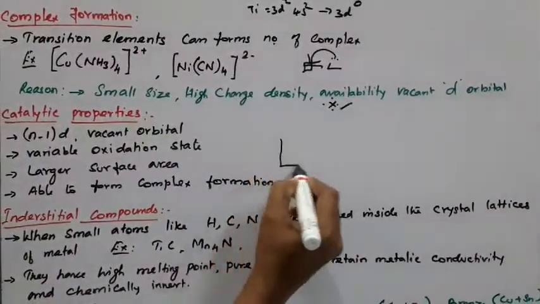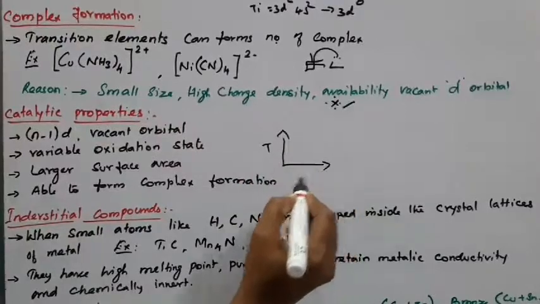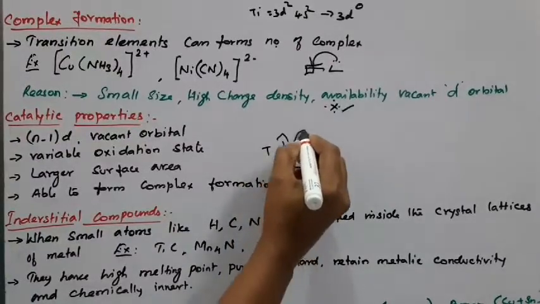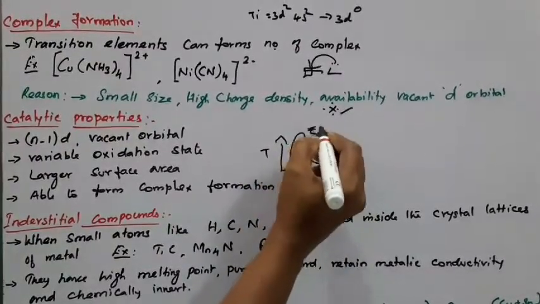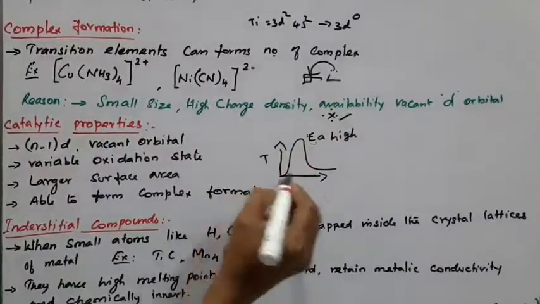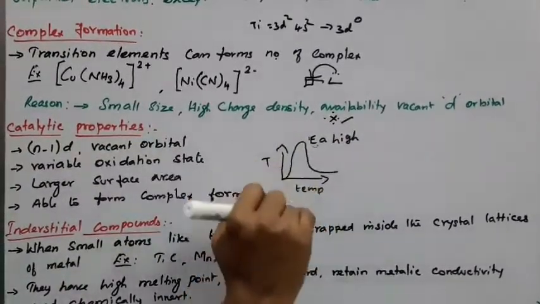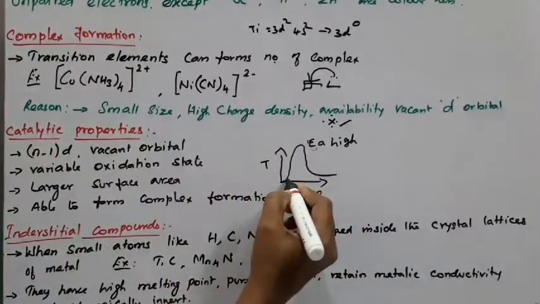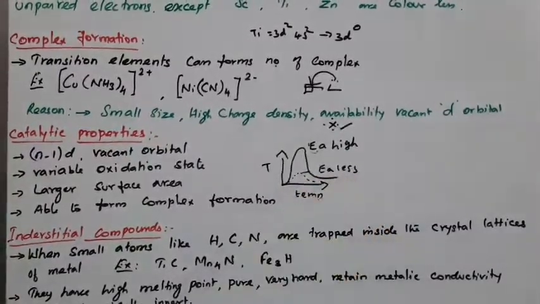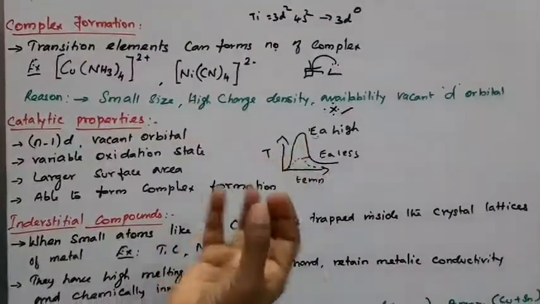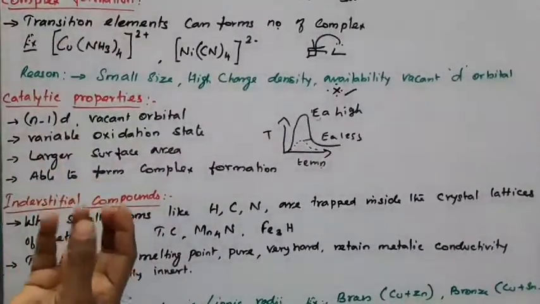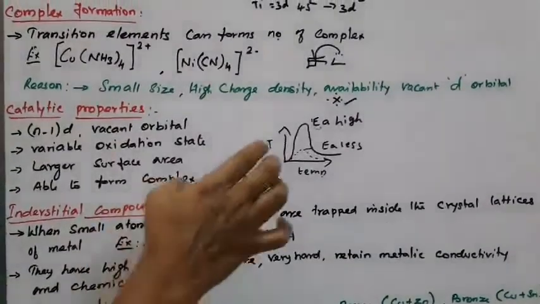Here this is the graph of temperature versus time. The activation energy is high before using the catalyst. After we use any catalyst, the temperature becomes less, so the activation energy, Ea, is lowered. If the activation energy barrier is lowered, we can get the product easily. Because of the powdered form, the reactants are easily concentrated on the catalyst.